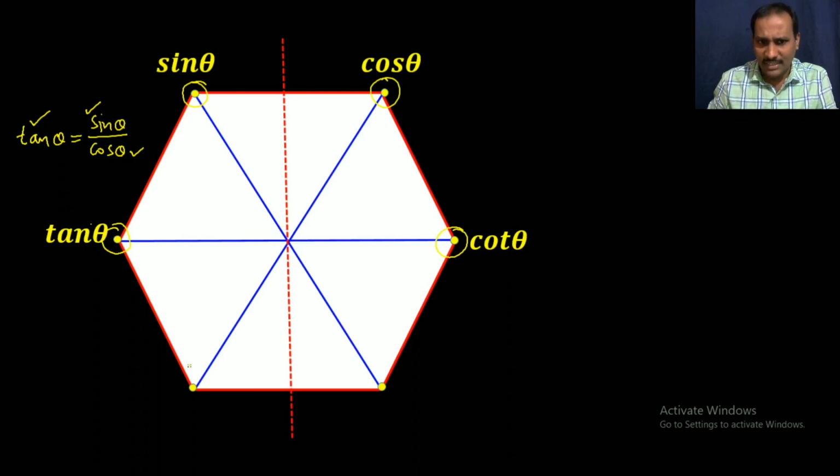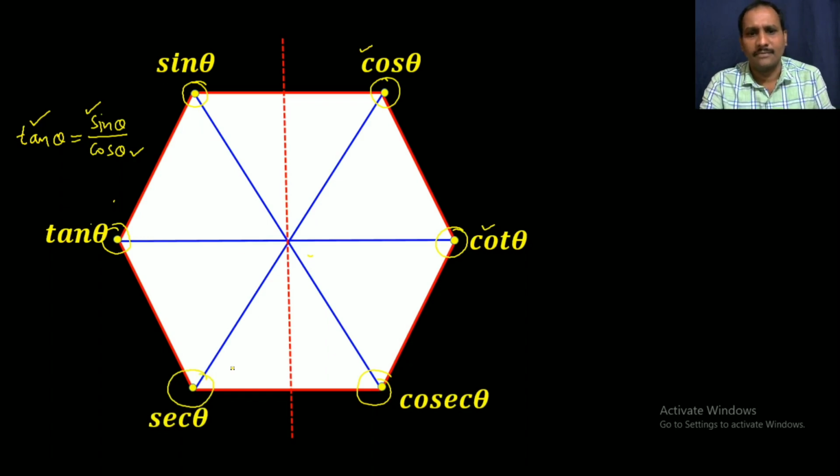Now right side of this line, you should have only the trigonometric ratios starting with C. What are the trigonometric ratios starting with C? Cos, cot. What is the remaining one? Yes, it is cosecant theta. You write it down here. Next, which trigonometric ratio is remaining? Sine, cos, tan, cot, cosecant. Yes, secant theta, you write down here. Now our setup is ready.